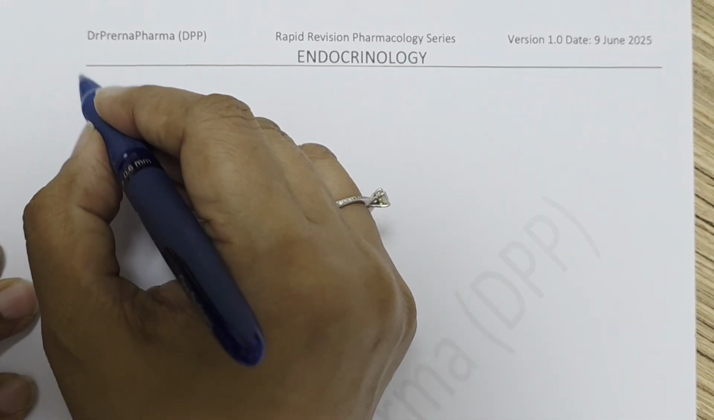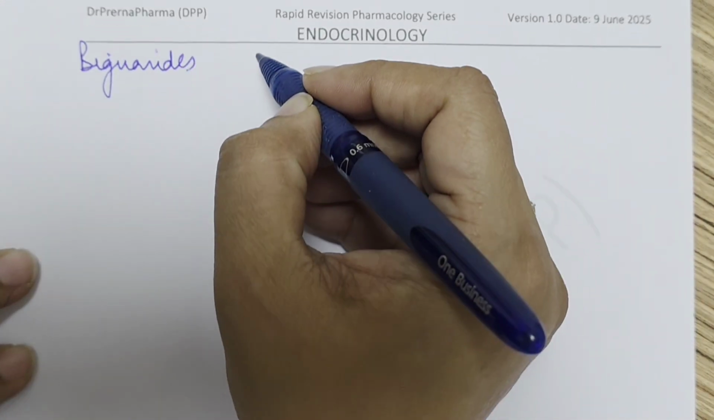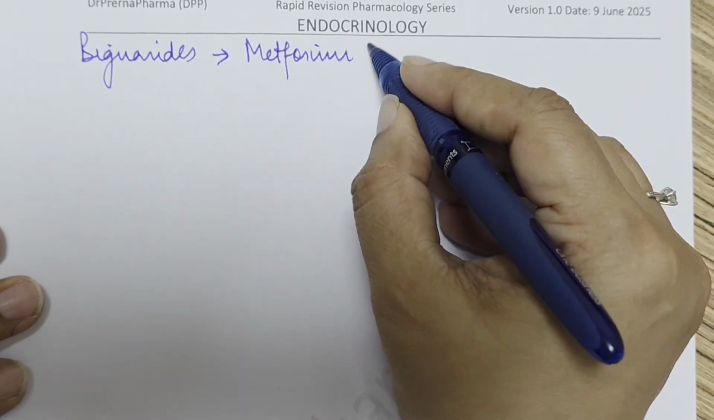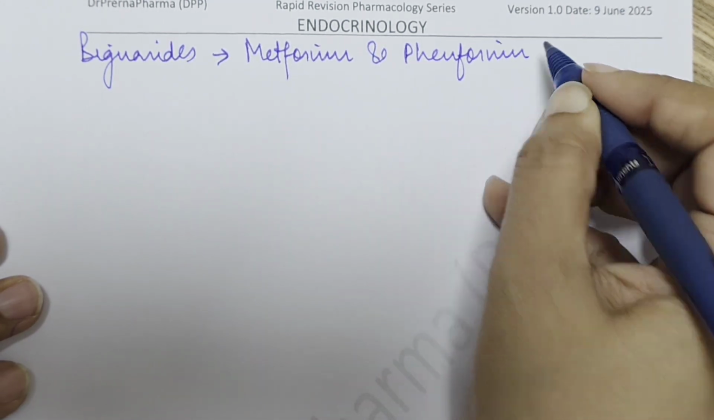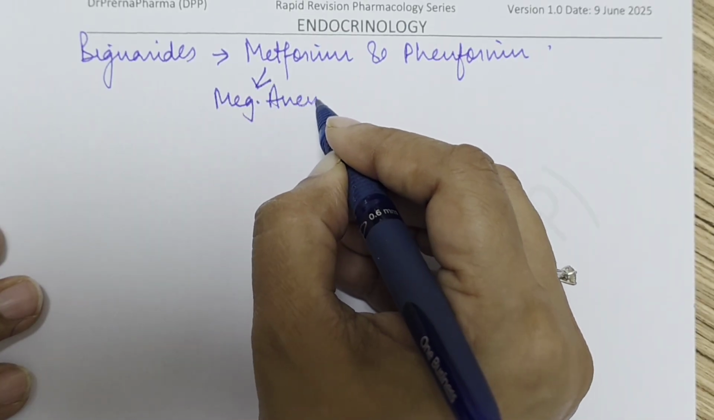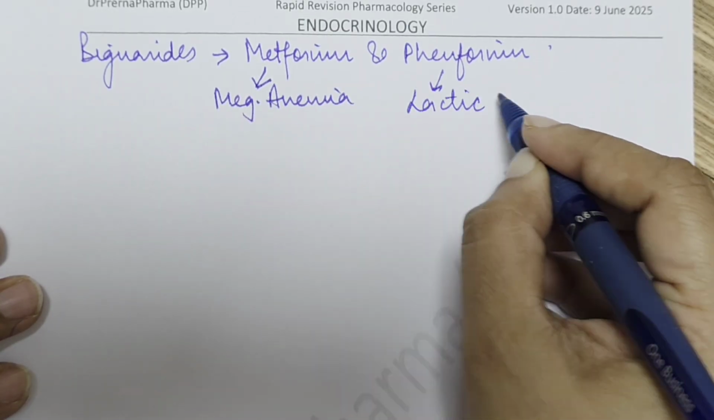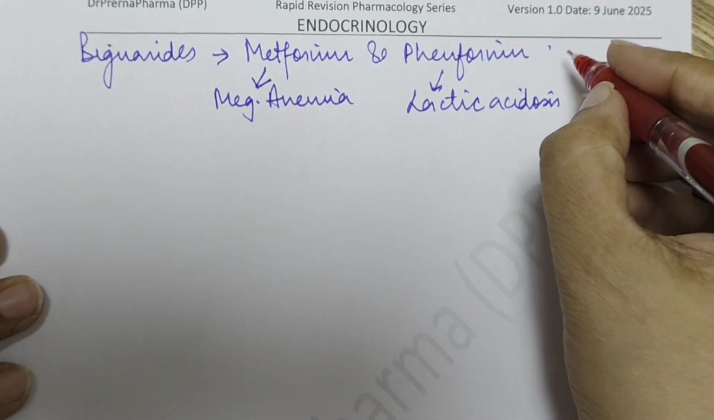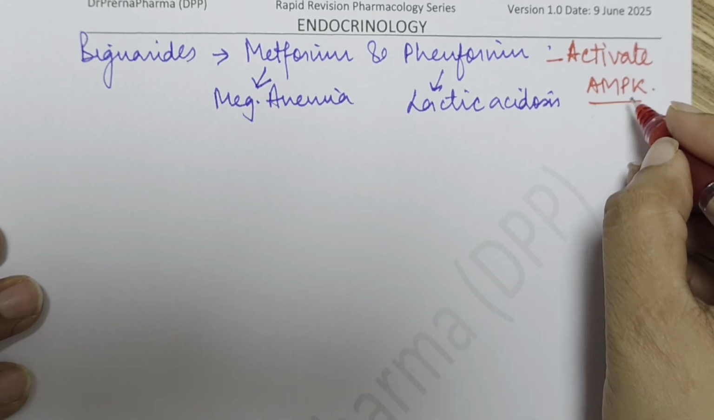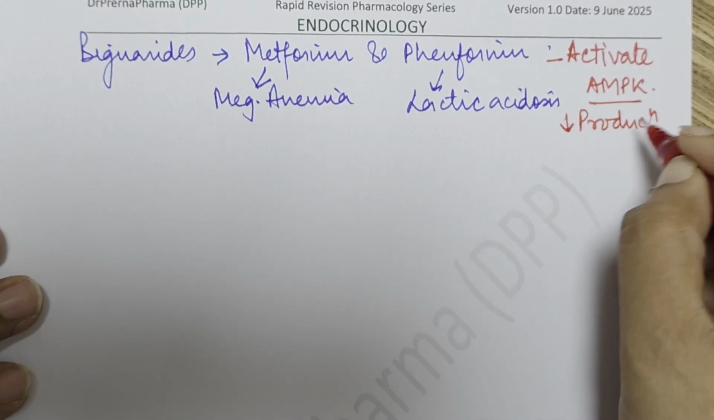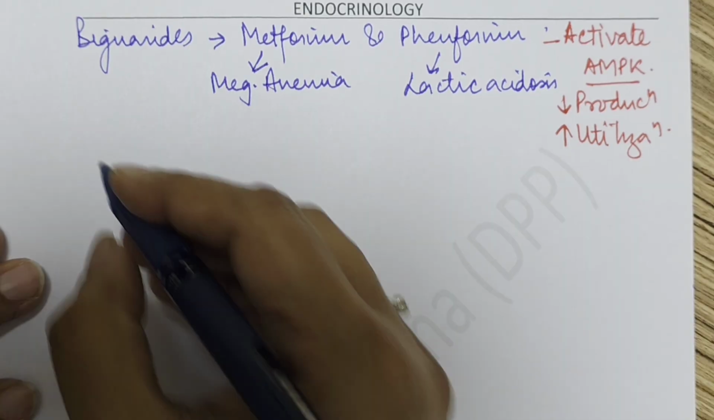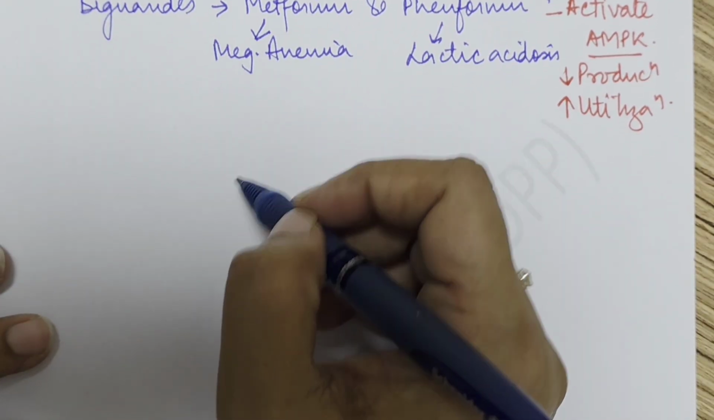Next we have biguanides. Now in biguanides the drugs we have are metformin and phenformin. Now metformin is basically known to cause megaloblastic anemia, and phenformin is known to cause lactic acidosis. Okay, now basically they activate AMPK, right, because of which they reduce the production of glucose and increase the utilization of glucose. That is their main action. Okay, then lactic acidosis I have told, megaloblastic anemia I have told.